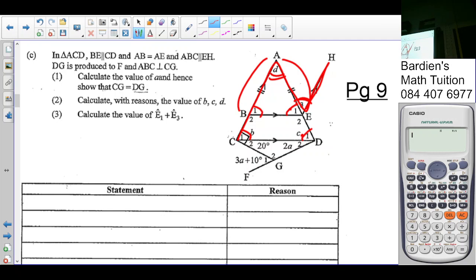Okay? Then we are told that DG is produced, which means to extend it to F, and ABC is perpendicular. This means to say this is 90 degrees. So ABC is 90 degrees.